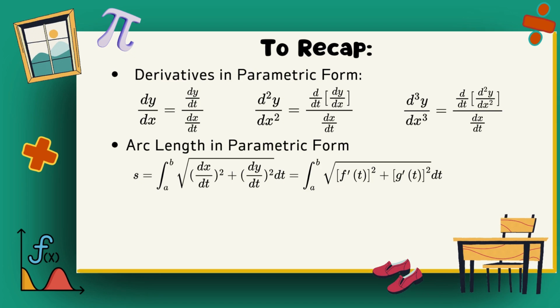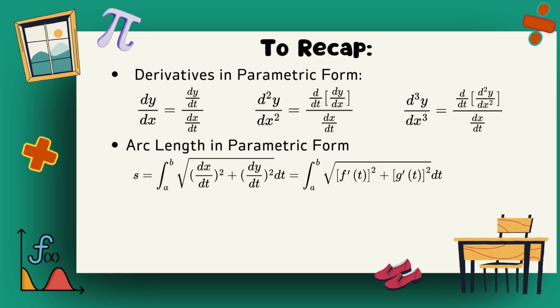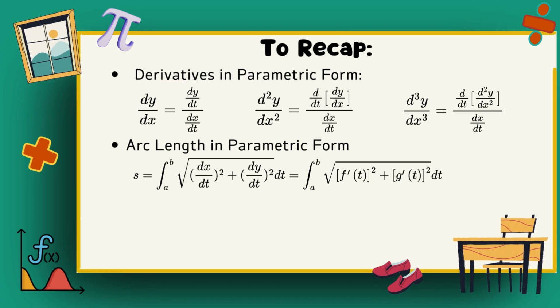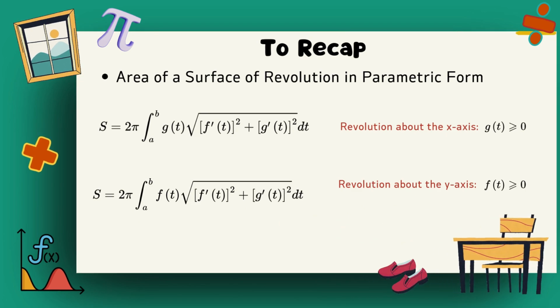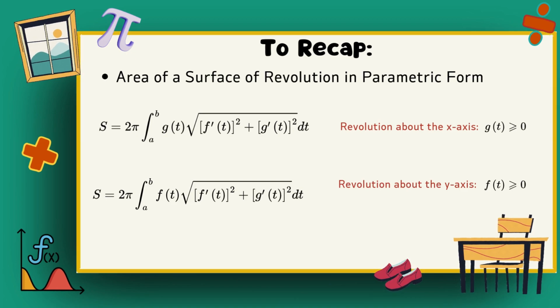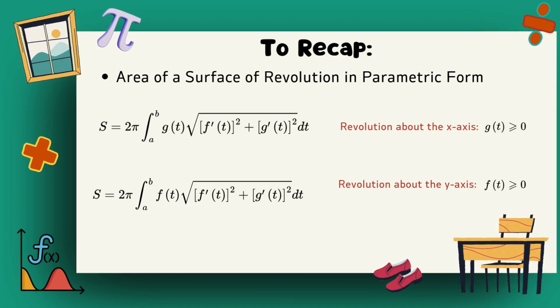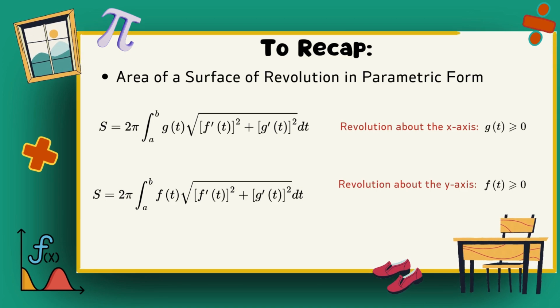And then we learned how to find the area of surface of revolution in parametric form. If we're revolving around the x-axis, we take 2 pi times the integral of our y function times our arc length. If we're revolving around our y-axis, we take 2 pi times the integral from a to b of our x function times our arc length.